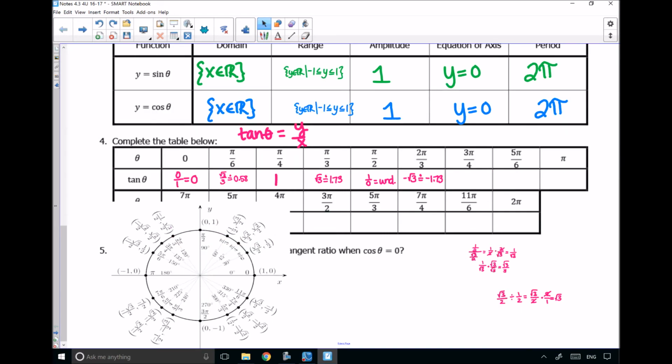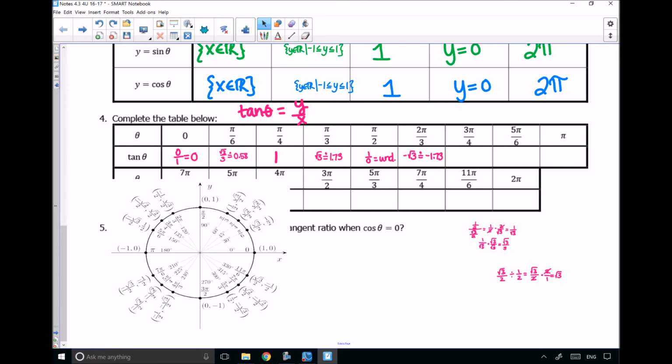So next we have 3 pi over 4. So if I look at 3 pi over 4, I'm going to take the square root of 2 over 2, divide it by the negative square root 2 over 2. So they're going to cancel each other out, so I end up getting just negative 1.